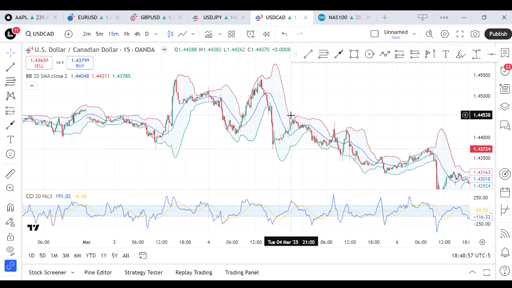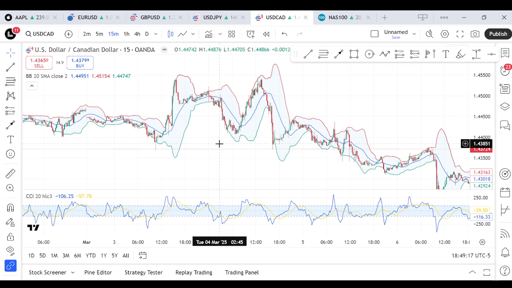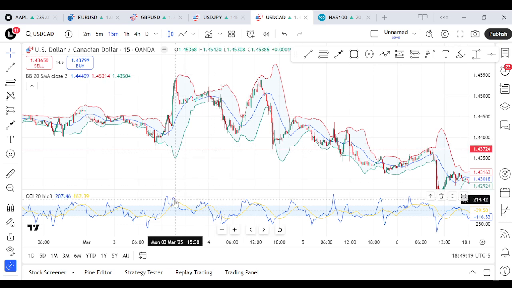To use the Bollinger Band CCI strategy effectively, start by setting up your chart. Use the 15 minutes time frame or higher for better accuracy. I'm currently on the 15 minutes time frame, and the first step is to add the Bollinger Bands with a 20 period setting and a standard deviation of 2. Then include the CCI indicator with a 50 period setting.